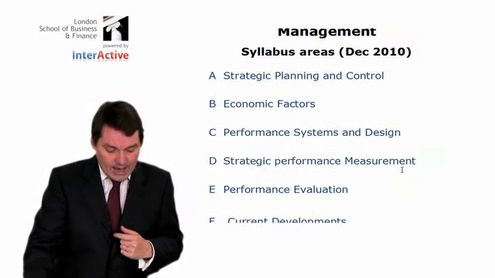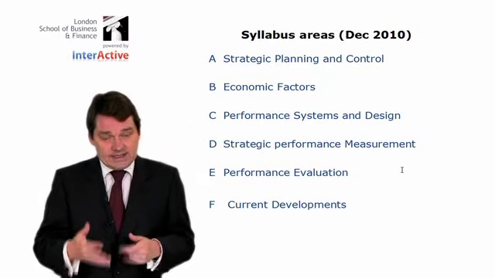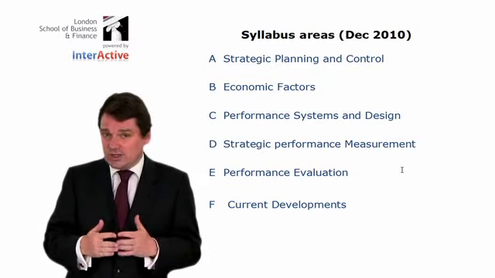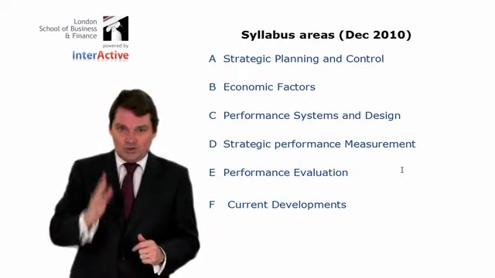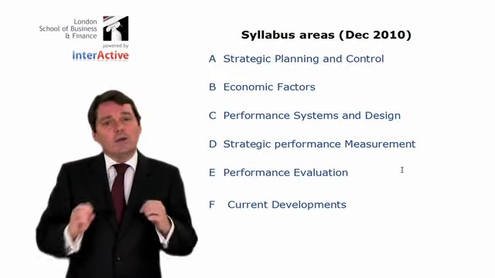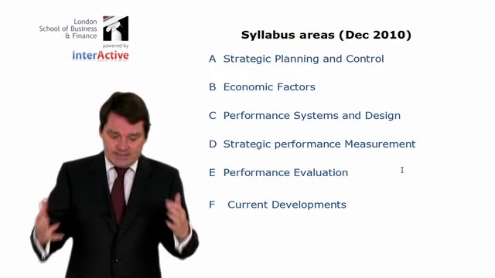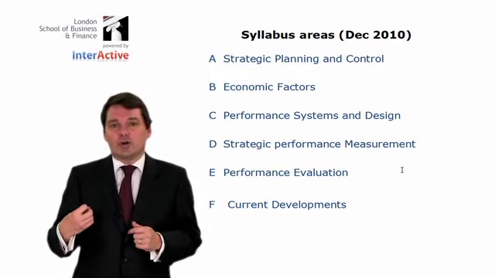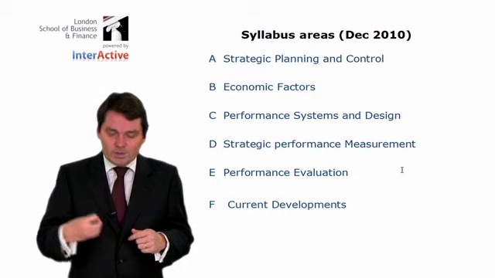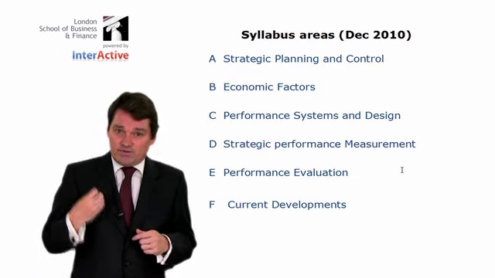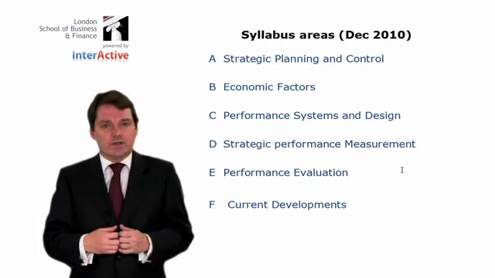Now P5 has 6 specific syllabus areas at the moment for December 2010. That is going to change in 2011, but obviously we don't need to worry about 2011 just yet because you're doing 2010. The 6 areas I will discuss in more detail when we do the past paper analysis. The 6 headings are strategic planning and control, economic factors, obviously looking at the outside world, performance systems and design, and strategic performance measurement. And the final 2, performance evaluation and current developments.